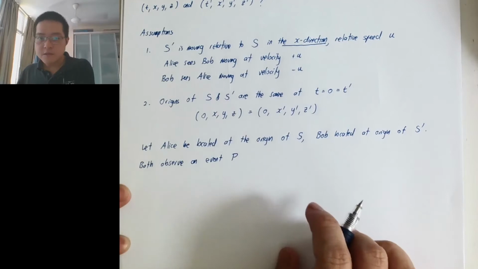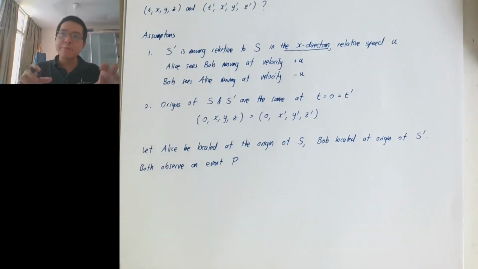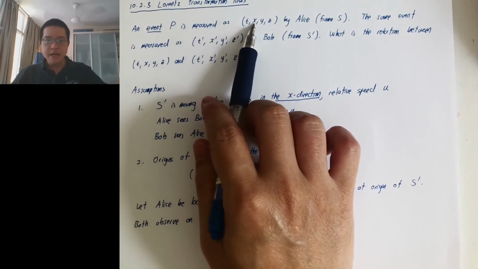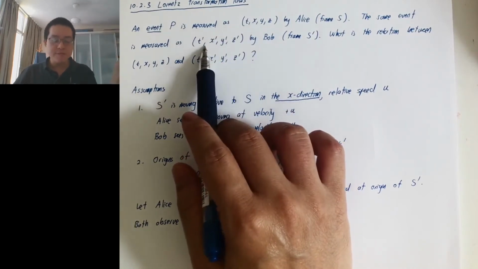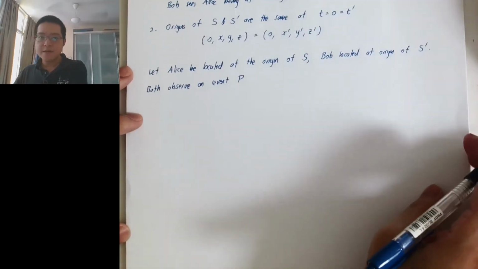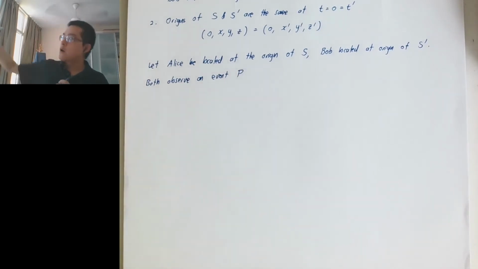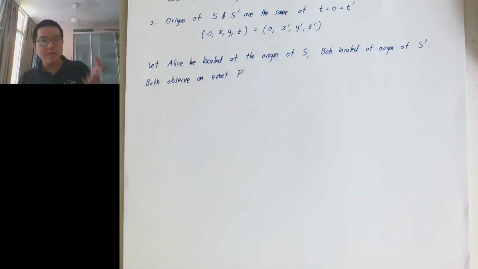Okay, so both persons observe an event P. So P is an event, that means something happening somewhere, so there's a time and place where it happens. So Alice will observe some time and some place, Bob will observe some time and some place, and we see how they are related to each other. If they are both located at the origin, how far away is the event P from Alice and from Bob?